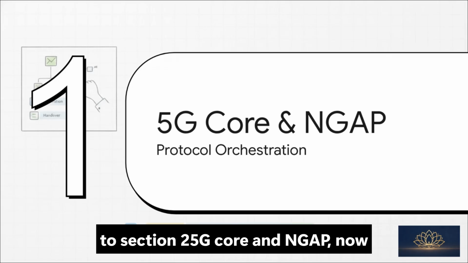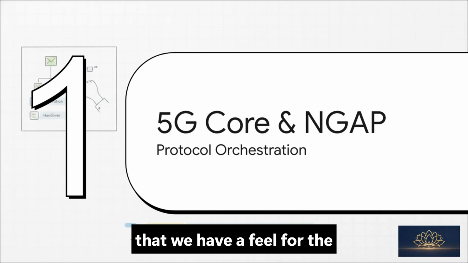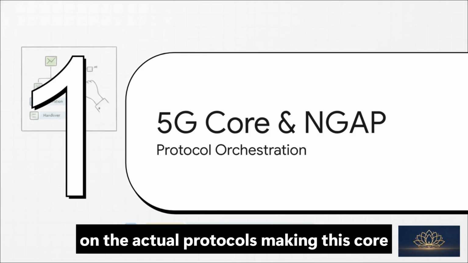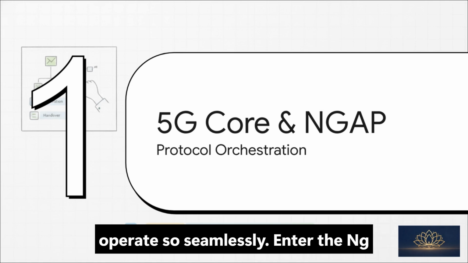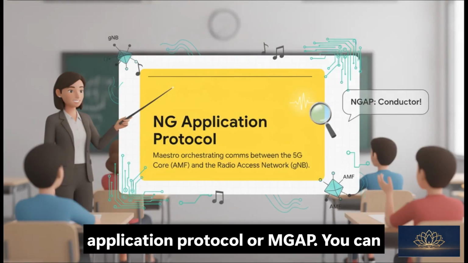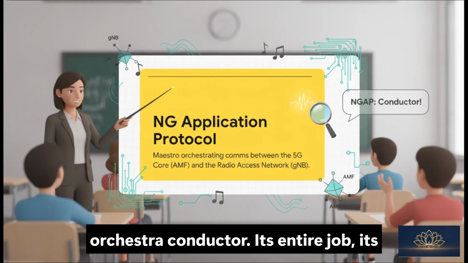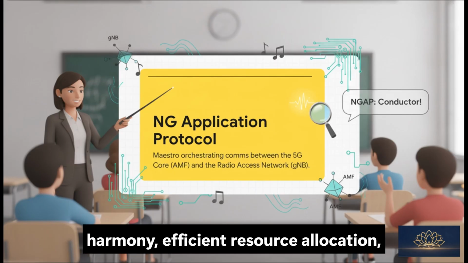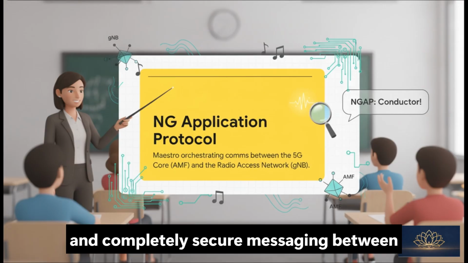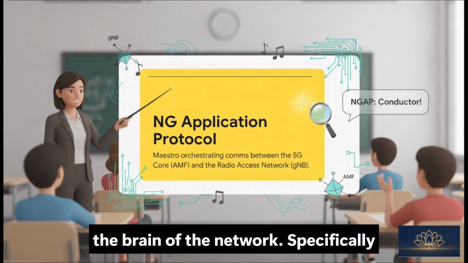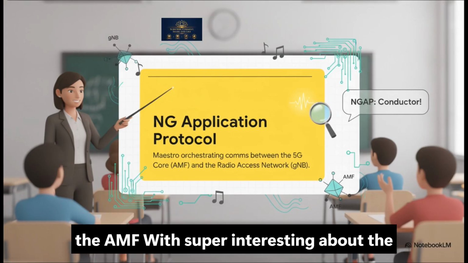Moving right along to Section 2, 5G Core and NGAP. Now that we have a feel for the overall topology, let's zoom in a bit on the actual protocols making this core operate so seamlessly. Enter the NG Application Protocol, or NGAP. You can really think of NGAP as a bustling orchestra conductor. Its entire job, its sole purpose, is ensuring perfect harmony, efficient resource allocation, and completely secure messaging between those frontline radio troops, the gNB, and the brain of the network, specifically the AMF.